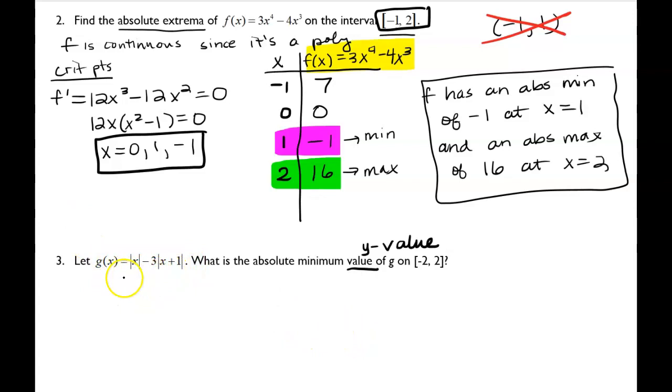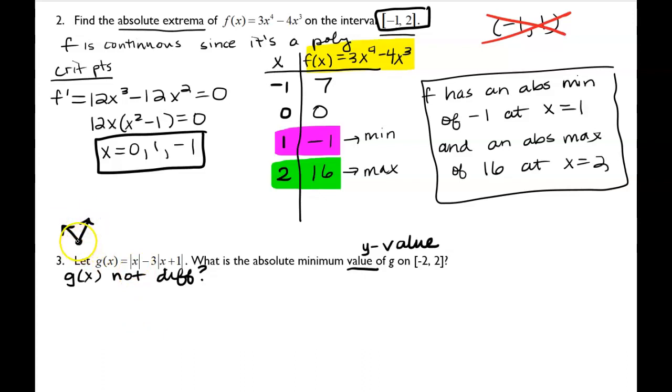Okay, so this absolute value function looks a little challenging to deal with for derivatives. So maybe there's a different way to think about the critical points. So what we want to do is think about where g prime of x is undefined. Where is g, in other words, not differentiable? Those are going to be our critical points. And so when we think about absolute value functions, we know they look like a V.